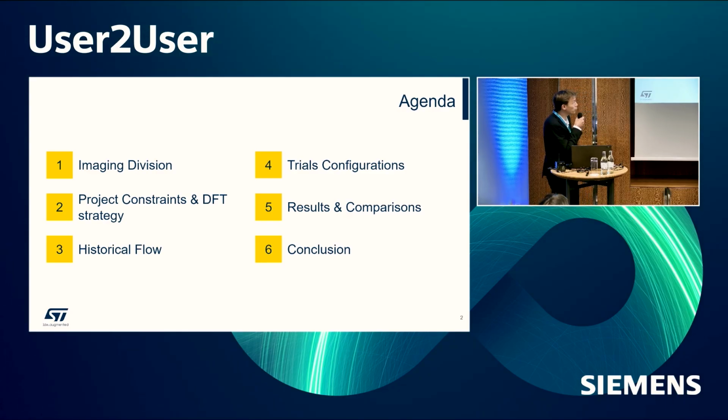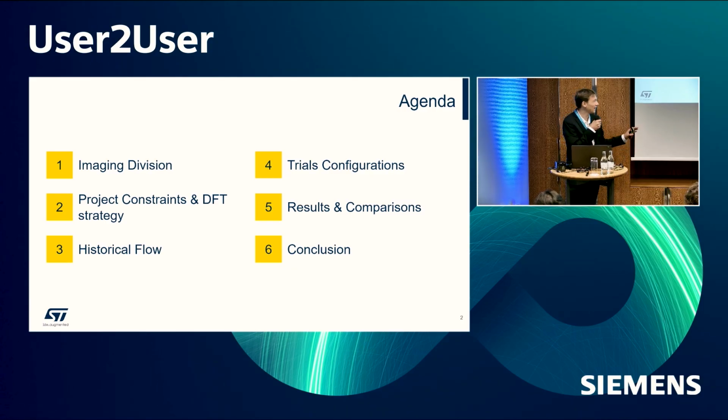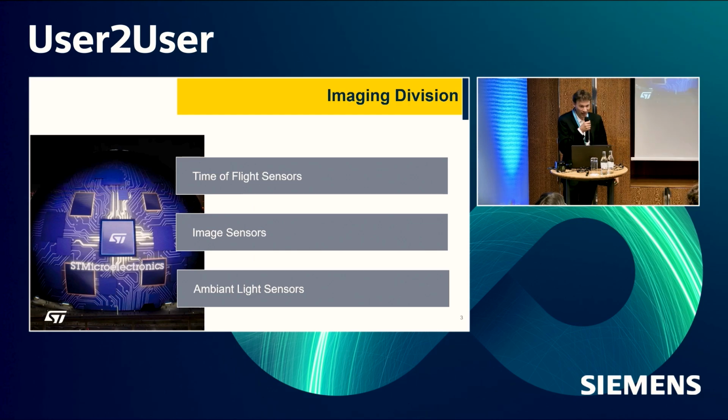Then we'll talk about the trials and different configurations that Sara has been running. We'll do a quick look at the results and compare the different results against different criteria. But that's got to be short. Okay. And then we'll conclude. So let's move on with the presentation of the imaging division.